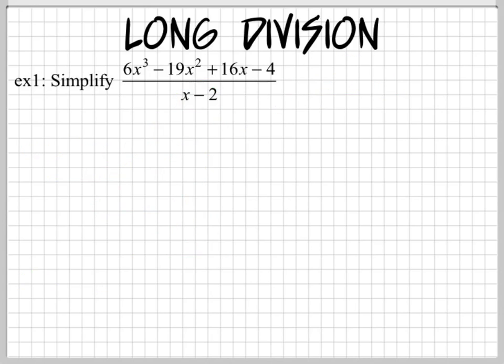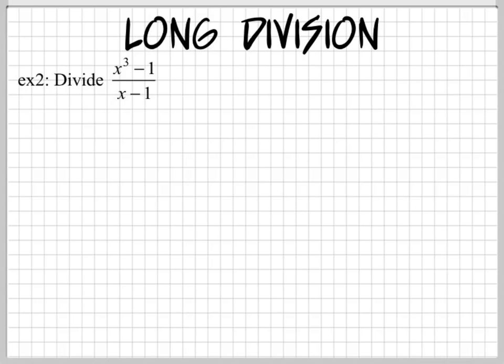Alright, so let's look at one that's missing some terms. What do you do when you're missing terms? When you're missing terms, you fill in the missing terms with a 0. So x to the third plus 0x squared plus 0x, and then have your minus 1. So these I had to add in, because I had to have a placeholder for those. They always have to be in descending order. And so then we have the x minus 1 on the outside, and then we can get down with it.